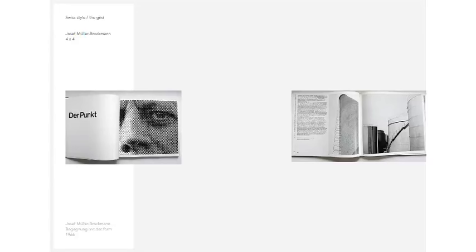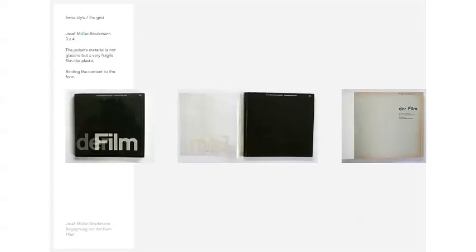And this is a 4x4 grid, I'm guessing, in terms of how the type is not placed kind of randomly. It actually aligns with the grid lines. This one I think is a 3x4.